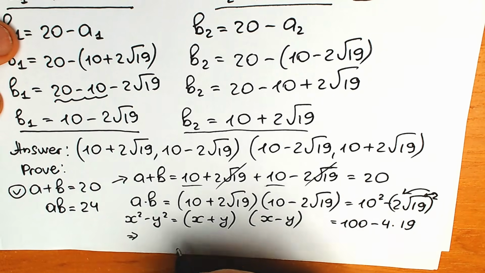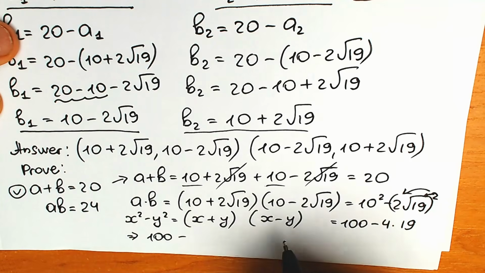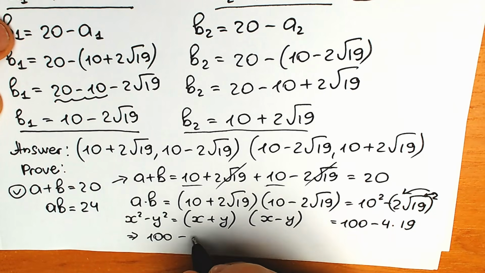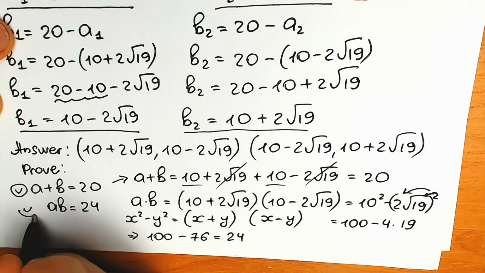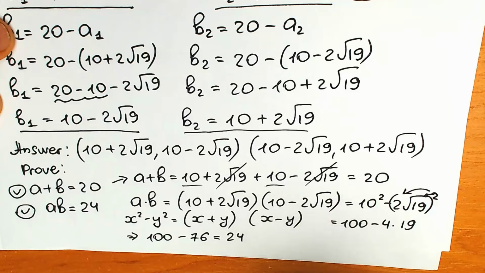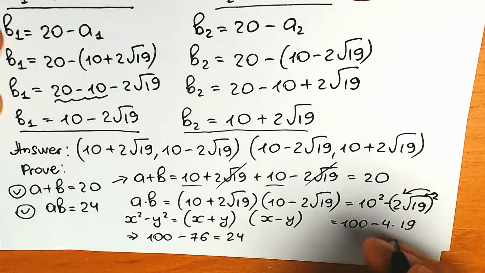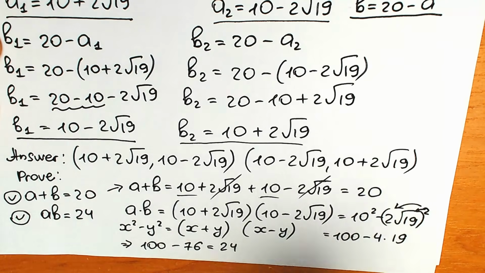So 100 minus 4 times 19 equal to 76. So as a result, right here we have 24. And the same thing we have right here. So we have a correct answer, sorry. Yeah, so this is a solution to this question.